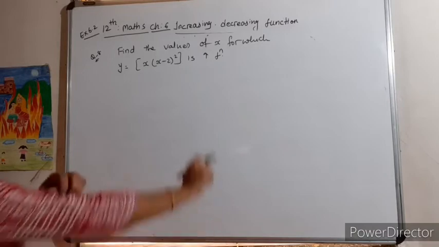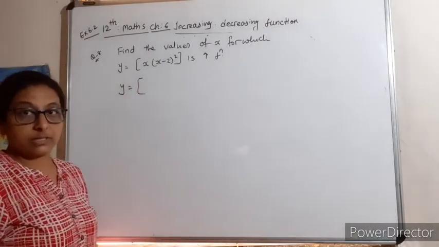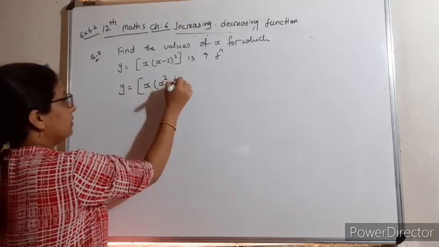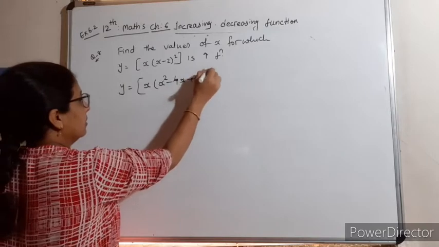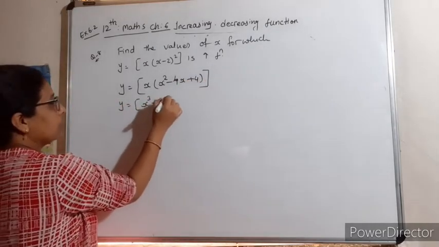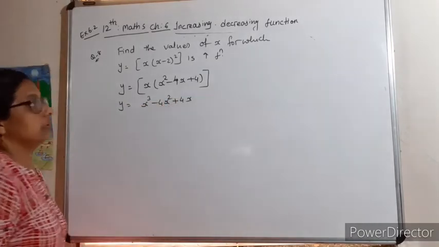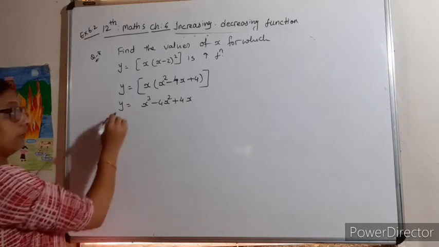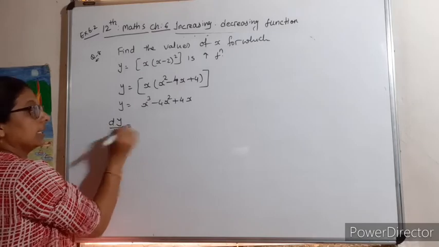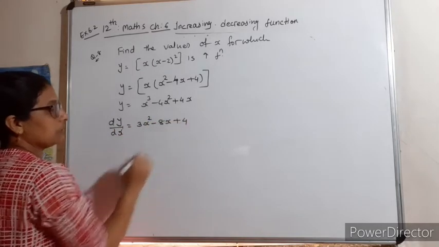So first you have to simplify y and then find the derivative. Expand the square, multiply: x cube minus 4x square plus 4x. Now we'll find dy by dx. It is 3x square minus 8x plus 4.